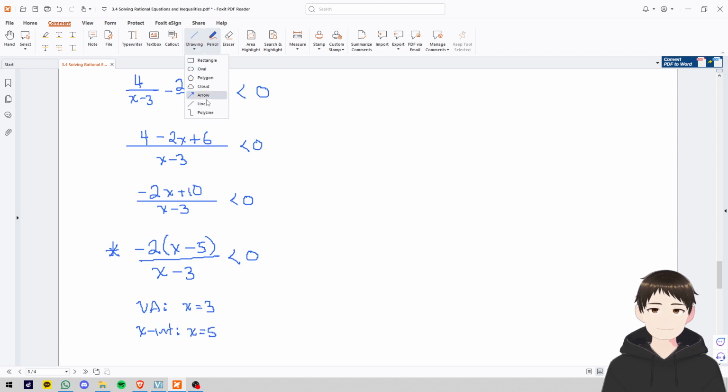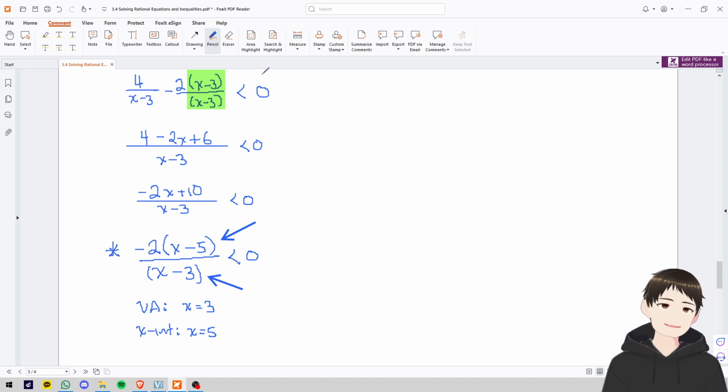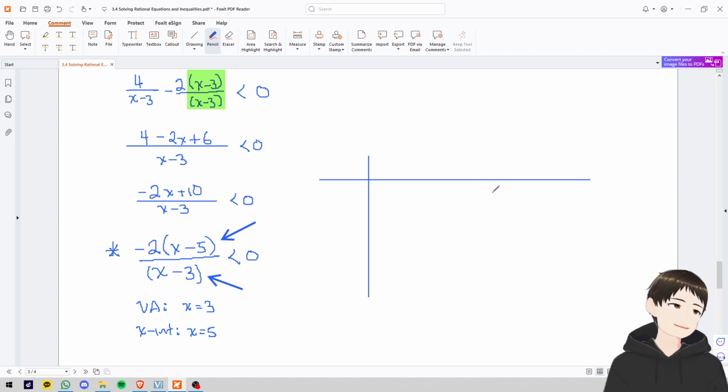How do I know that? Let me remind you, vertical asymptote comes from looking at the denominator. An x-intercept comes from looking at the numerator. So that's why I got the vertical asymptote here, and I got the x-intercept there. Why do I need that? Check it out. Using the vertical asymptote and the x-intercept, I can create my interval chart.